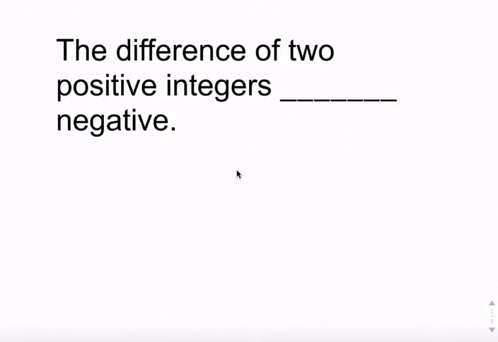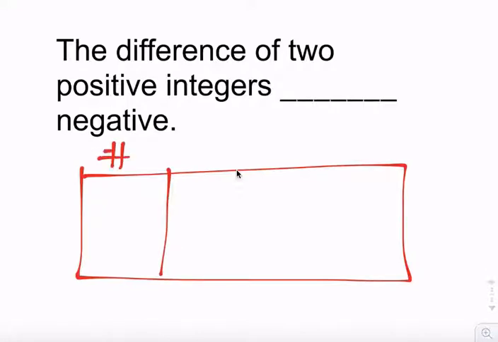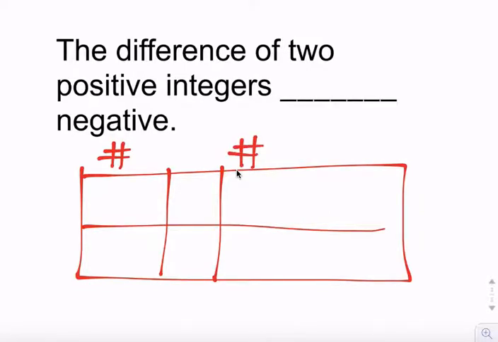The difference of two positive integers is blank negative. When dealing with statements like this, I like to first create a table. Number, this is where my sign's going to go. Second number, equals, and then the value. If this statement is saying difference, are we adding or are we subtracting? Well, if you remember back, difference is subtraction.